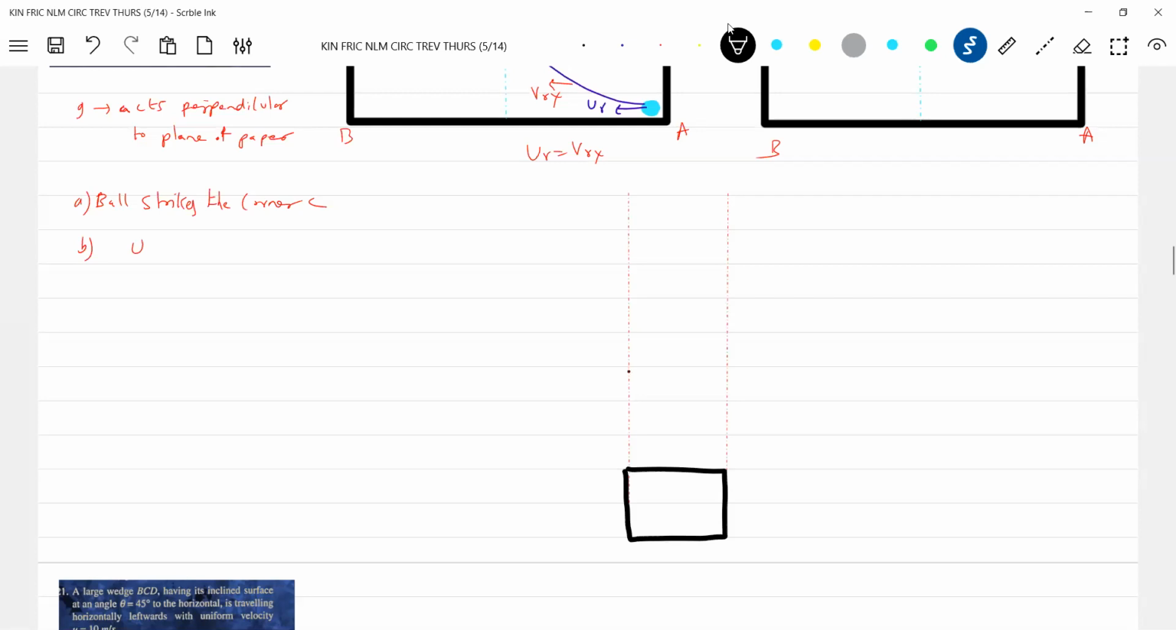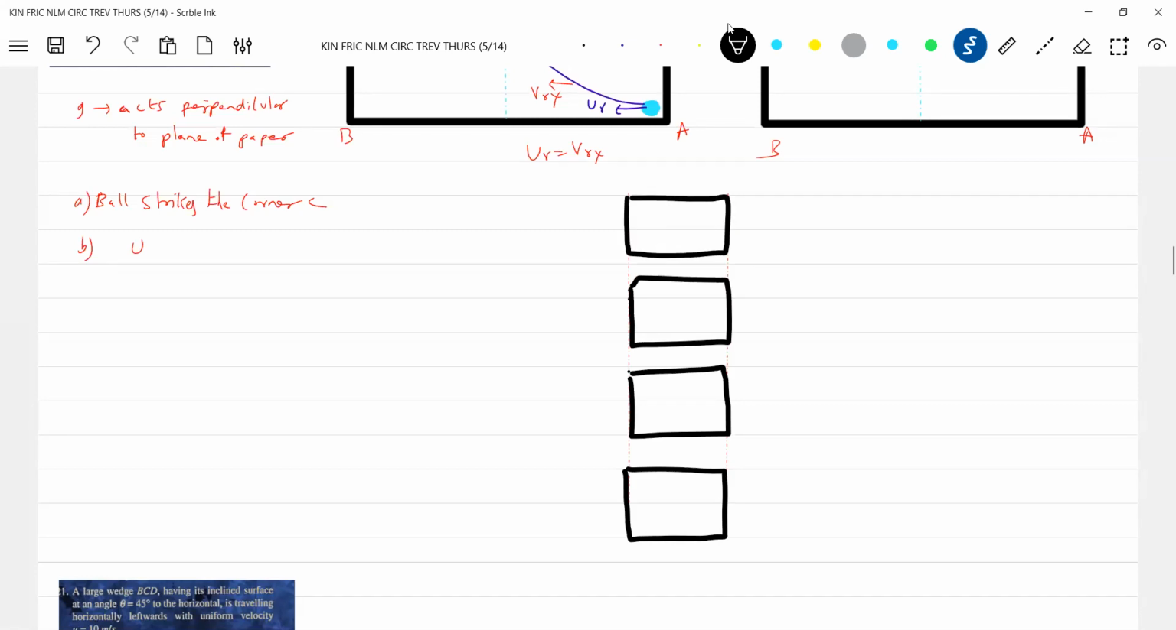After some time, it will be here. After some time, it will be here. The ball initially started like this. And this is what? A, B, C, D.